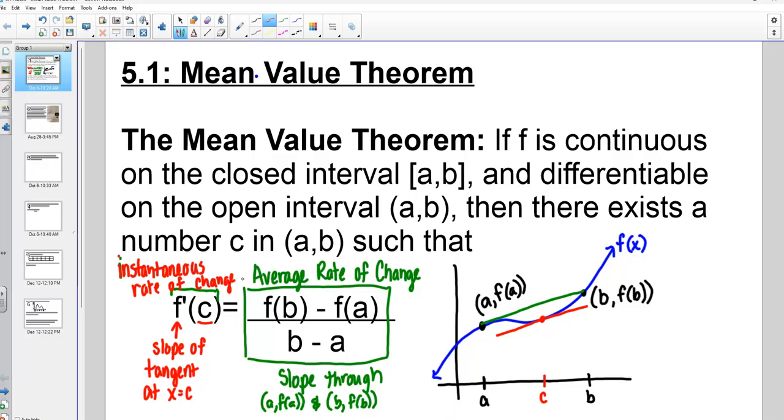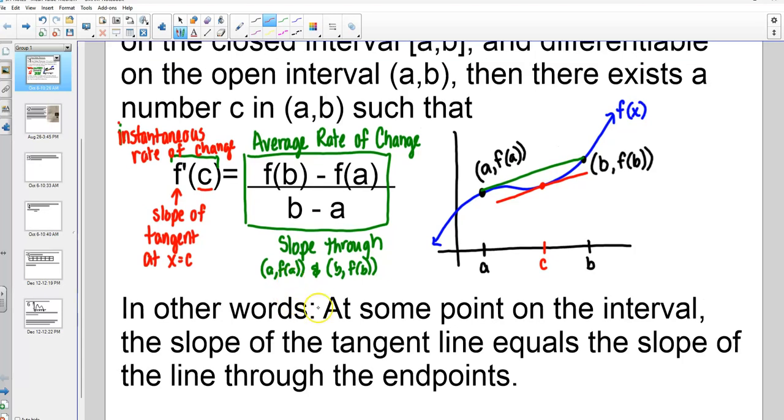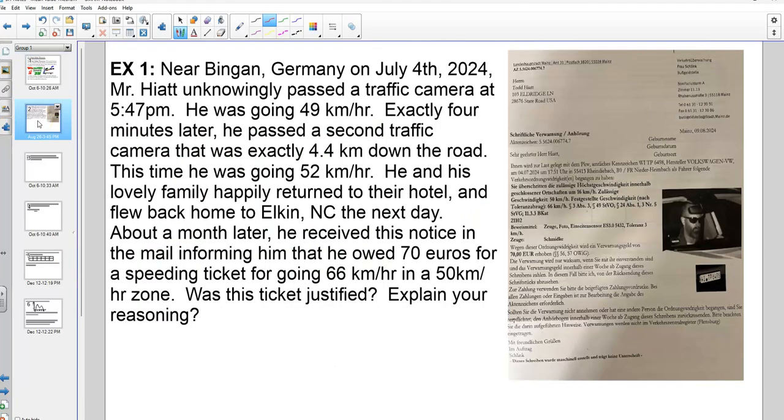So you have actually already done some mean value problems, because I have given you questions before that ask, where does the instantaneous rate of change of something equal the average rate of change, right? So we've seen a few that were sort of mean value theorem problems before you knew about mean value theorem, right? So this next one just says, in other words, at some point on the interval, the slope of the tangent line equals the slope of the line through the endpoints, which is what we kind of showed here. So I think that this next one may really help you understand, or at least help you remember mean value theorem.